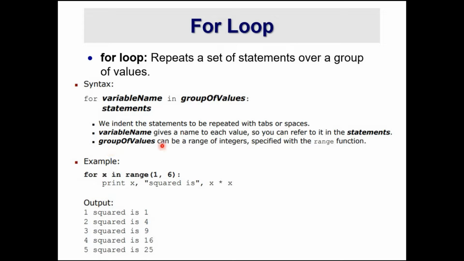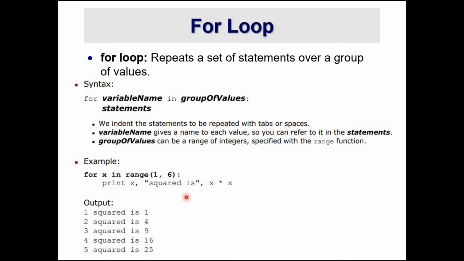The group of values can be a range of integers specified with the range function. While specifying the group of values, we mostly use the built-in function range, and then we specify the range of integers. For example, for x in range 1 to 6. Here for is a keyword, x is a variable, in is a keyword, and range is the built-in function.